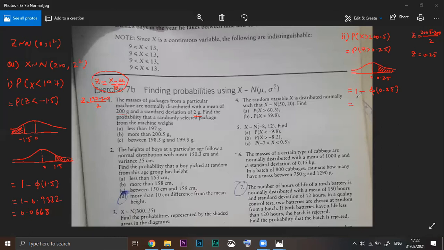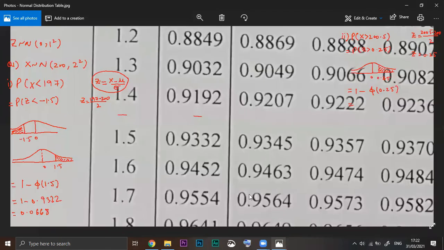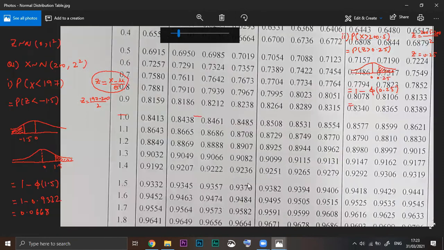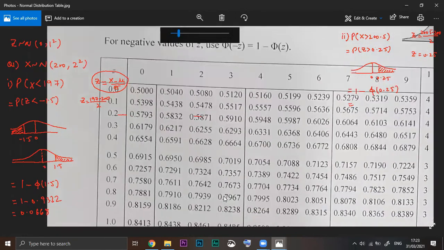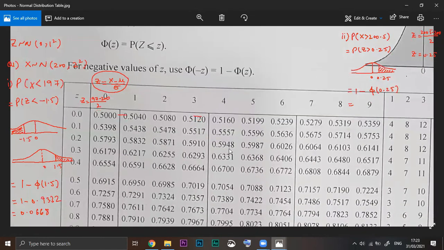Is there any question? No, sir. Phi gives us the area on the left hand side or on the right hand side? Left hand side. And in this question we need the area on the right hand side or on the left hand side? On the right hand side. So we will subtract the area from 1 to get the area on the right hand side. Should I repeat? No sir, I understood.